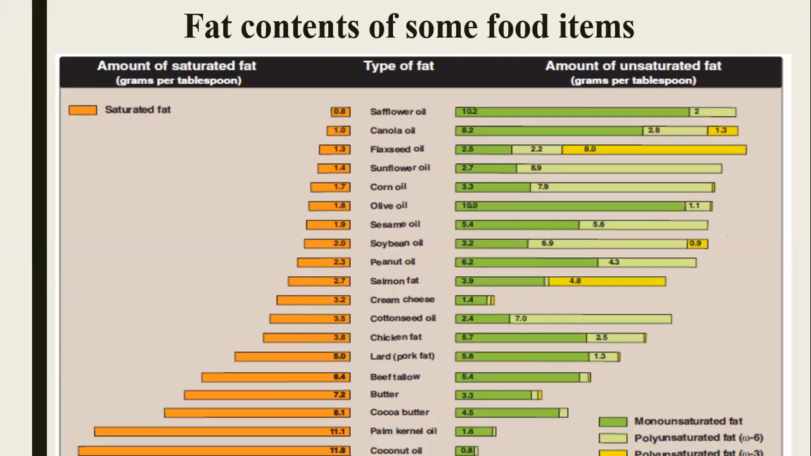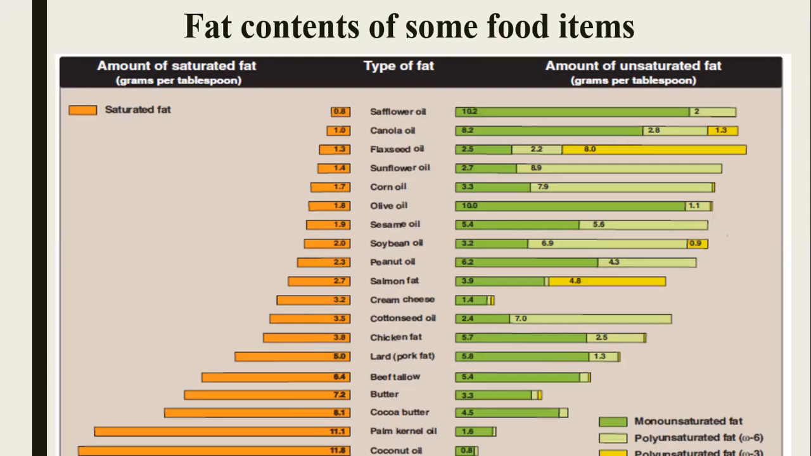Like you see here, safflower oil contains only 0.8 gram% of the saturated fatty acid, while it contains 10.2 gram% of the monounsaturated fatty acid and 2 gram percent of the polyunsaturated fatty acid of the omega-6 family. Omega-3 polyunsaturated fatty acids are absent in safflower.